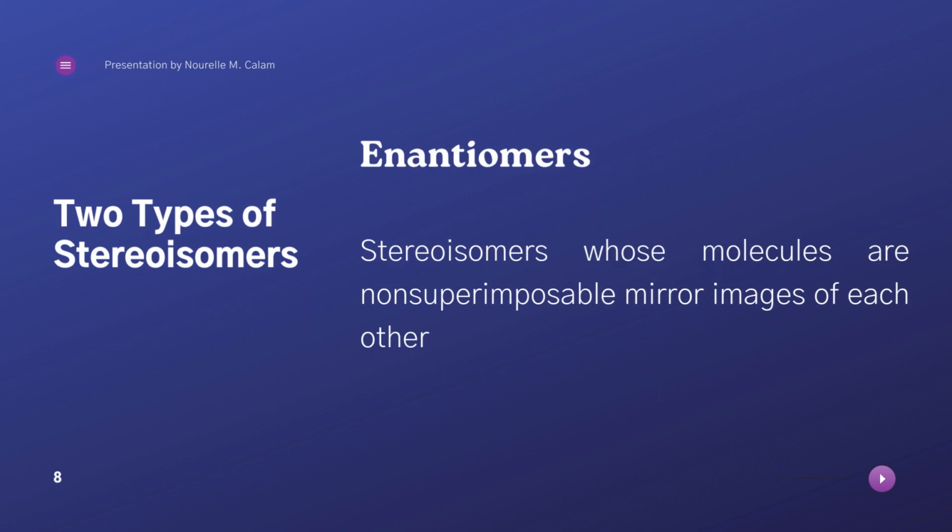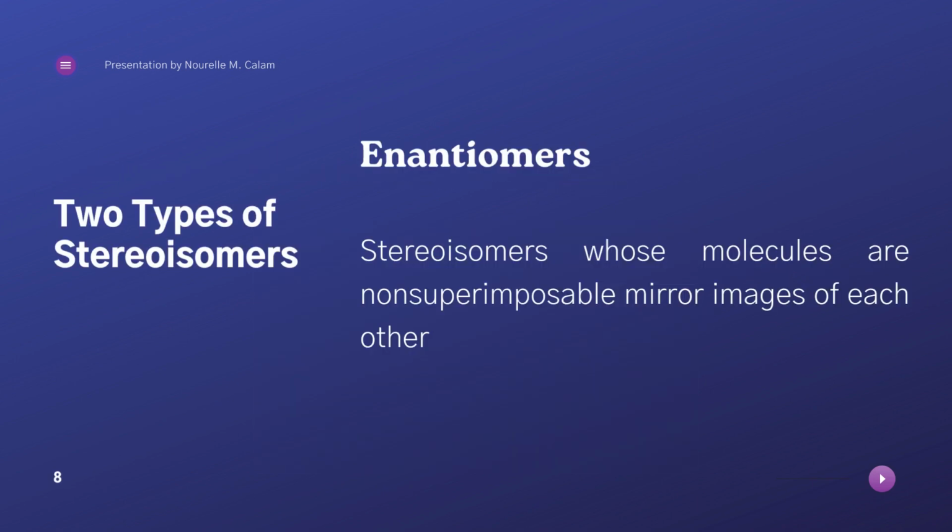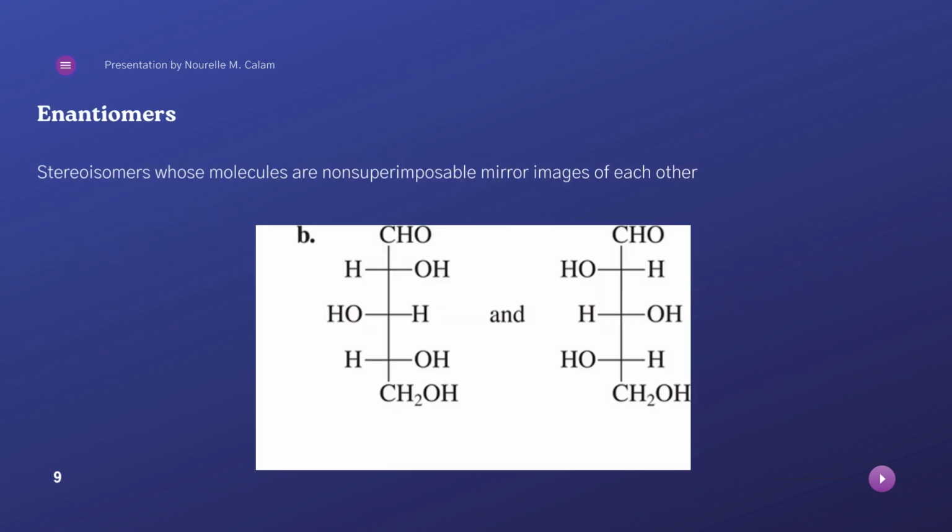Okay. Now we have two types of stereoisomers. We have the enantiomers and the diastereomers. So what is the difference between the two? Let's start first with enantiomers. Now, enantiomers are stereoisomers whose molecules are non-superimposable mirror images of each other. Again, kaning mga enantiomers, molecules ni sila wherein they are non-superimposable mirror images of each other. They mirror one another. To give you a better visual of what I'm talking about, let's head to this slide right here.